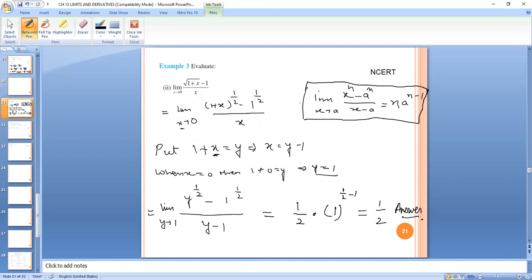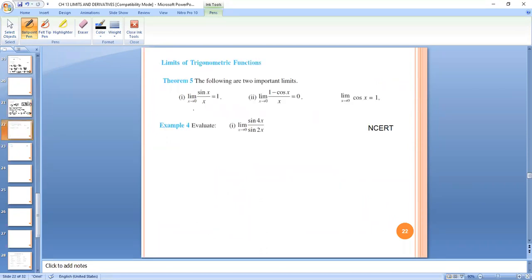So how do you have to simplify? You have to make it in the form of this formula, that x raised to power n minus a raised to power n upon x minus a is equals to n a raised to power n minus 1. Then you can directly apply it, right? So in the next questions, you will be applying these concepts.